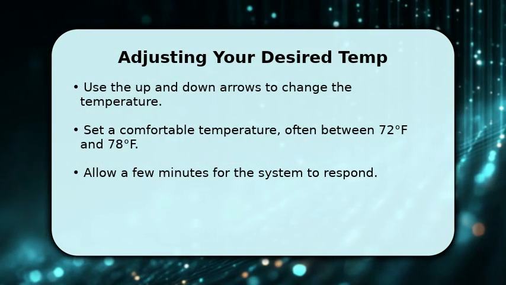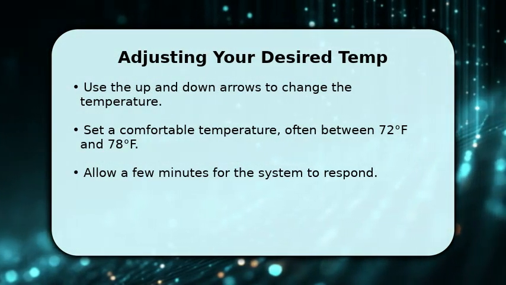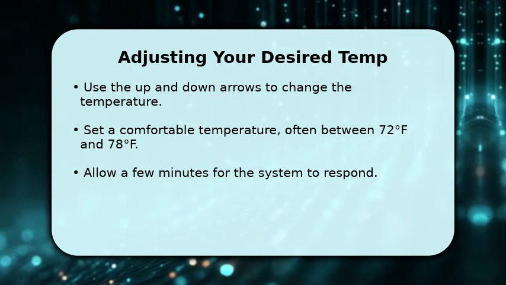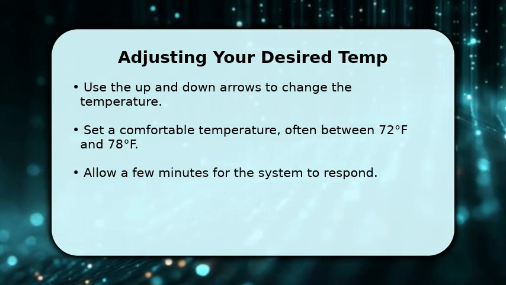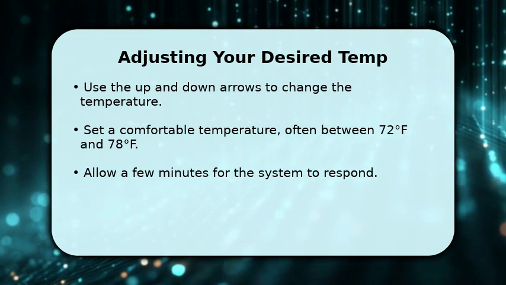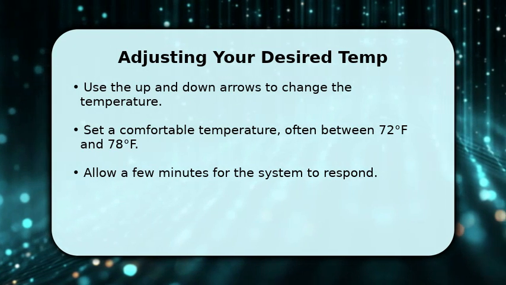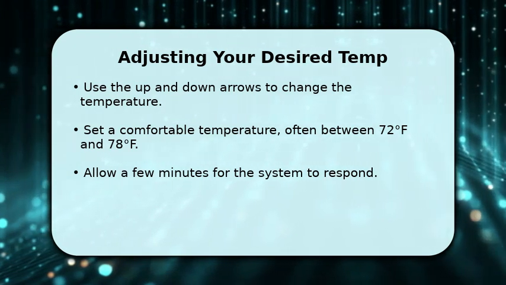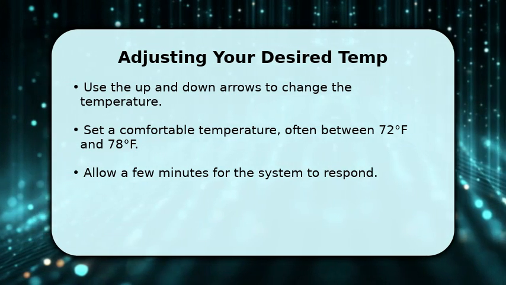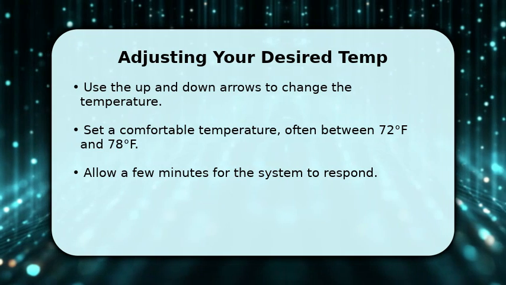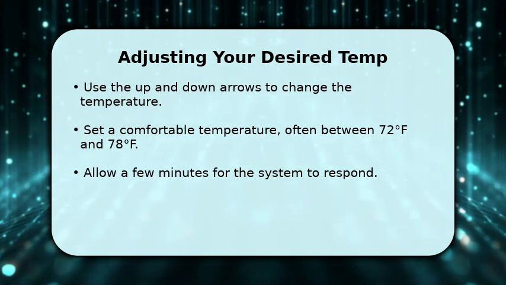Once you've selected your mode, use the up and down arrows or plus and minus buttons to adjust the desired temperature. For cooling, a common comfortable range is between 72 degrees F and 78 degrees F. For heating, many prefer 68 degrees F to 72 degrees F. After setting, give your system a few minutes to kick in and begin adjusting the room's climate. Patience is key as the system works to reach your chosen setting.